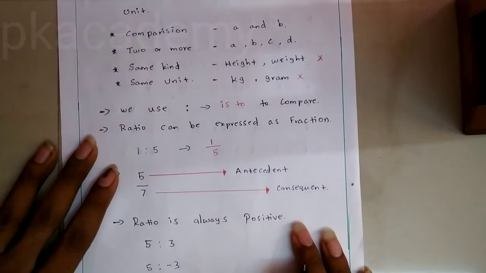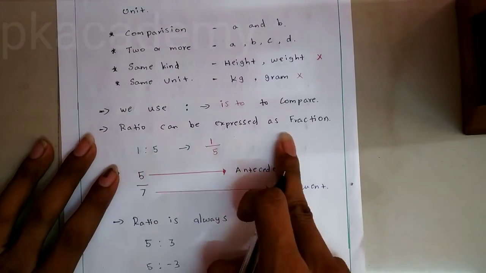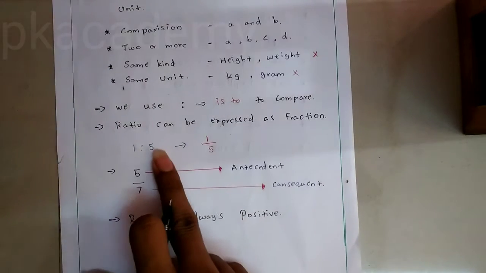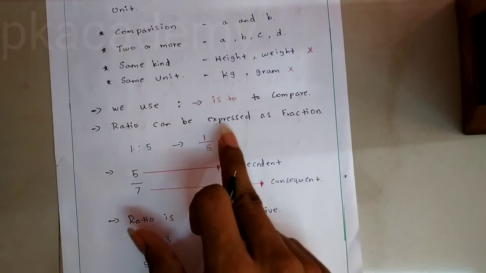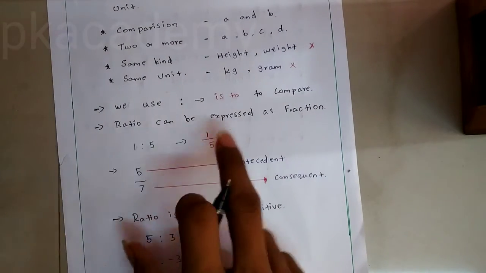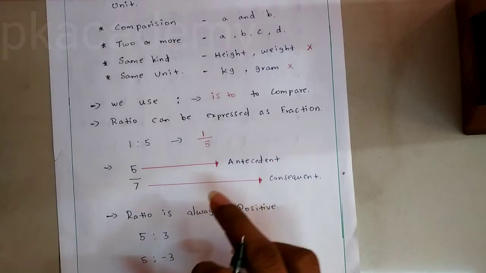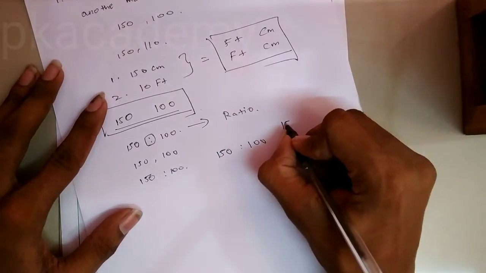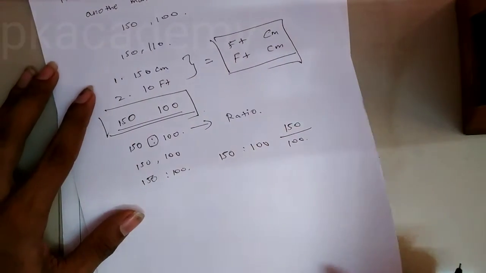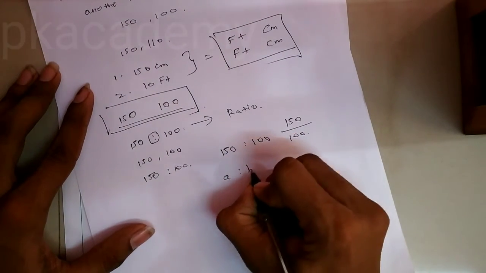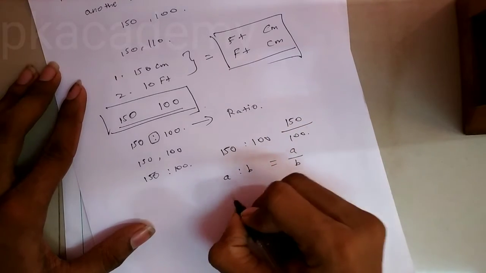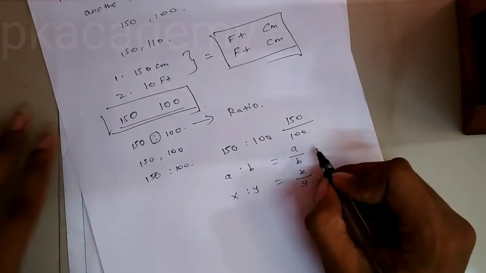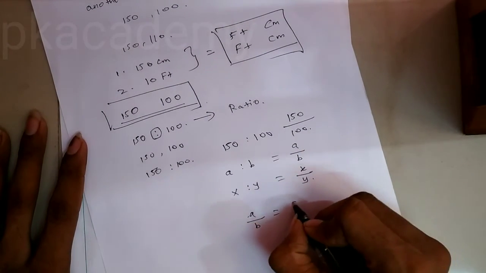The third thing is ratio can be expressed as a fraction. In this, 1:5 is also written as 1/5. It can be expressed as a fraction. For example, if they give 150 is to 100, we can also write it as 150 by 100. A is to B is also written as A by B. X is to Y can be written as X by Y. And vice versa, A by B can also be written as A is to B.